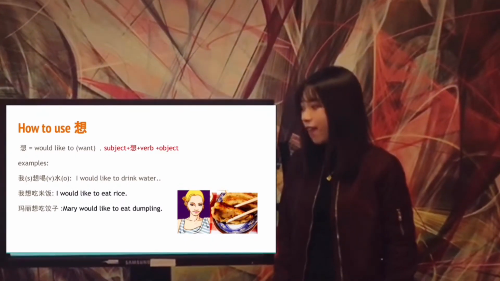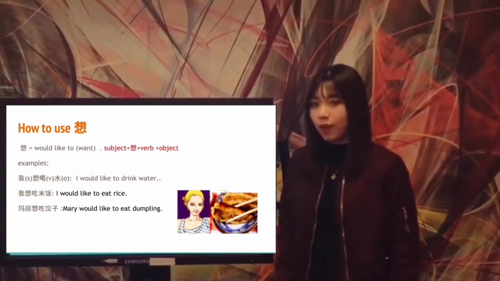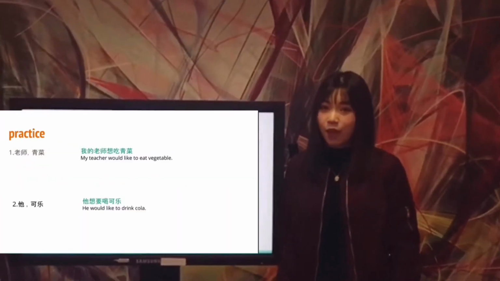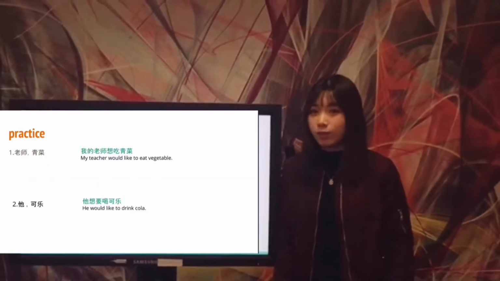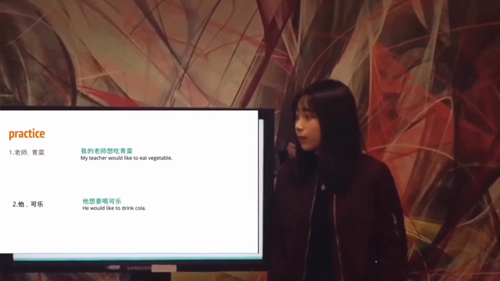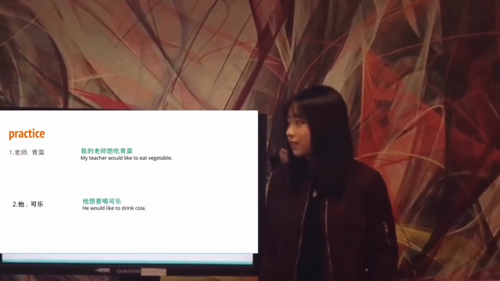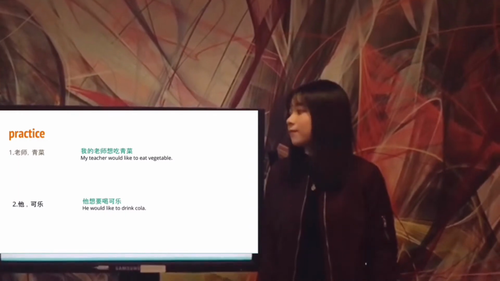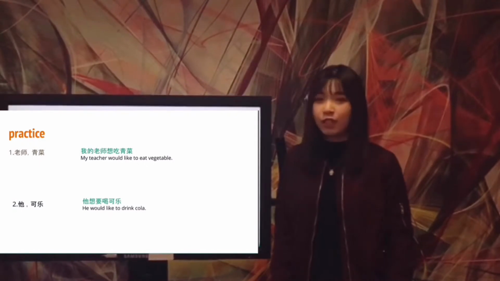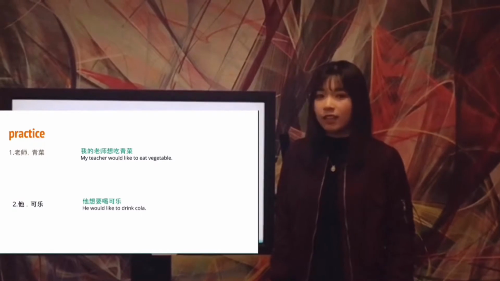我想吃米饭. I would like to eat rice. 玛丽想吃饺子. Mary would like to eat dumplings. If I only give you the subject and object, can you make a whole sentence? Here, I only give you the subject 老师 and the object 青菜. So how can you make a sentence? The answer is 我的老师想吃青菜. My teacher would like to eat vegetables. So here is only 他 and 可乐.